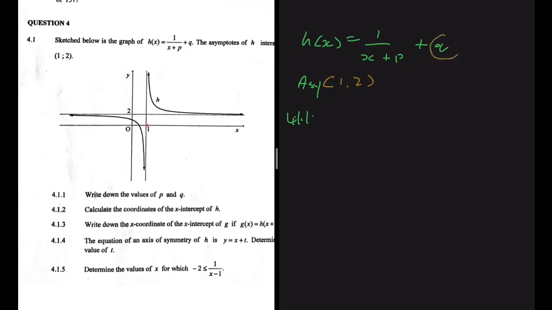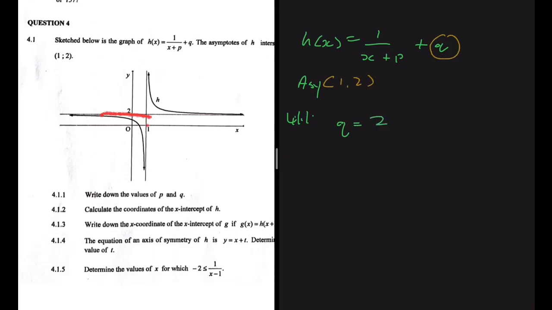So q is the horizontal asymptote, right? So q is equals to 2. We can see it here from our graph, right? That's from our general knowledge of a hyperbola. So q is equals to 2. That's what we know, right?